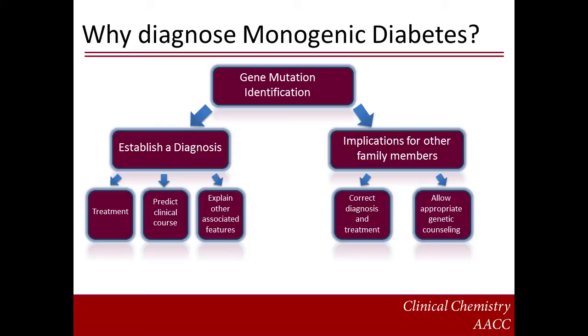So why is it so important to correctly diagnose monogenic diabetes? Defining the genetic etiology can guide the most appropriate treatment, help to predict the clinical course of the patient, as well as explain other associated clinical features. In addition, making a diagnosis will have implications for other family members, often correcting the diagnosis and treatment for other diabetic family members, as well as allowing appropriate genetic counseling.